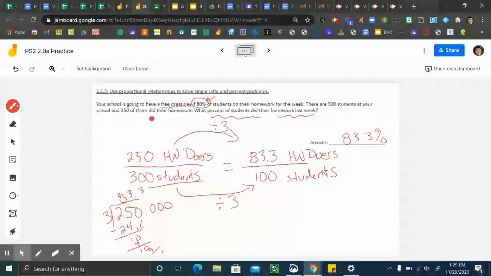Another way to do this is to say 250 divided by 300 and you would get 0.833. That's as a decimal and not as a percentage, so we'd have to move this over, right? So that would be 83.3% if we did 250 divided by 300. Wonderful.